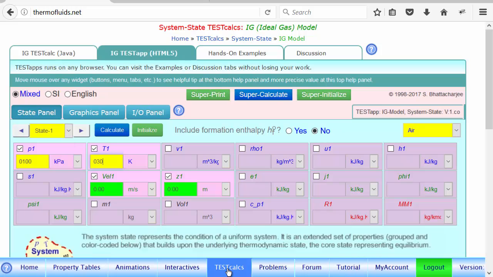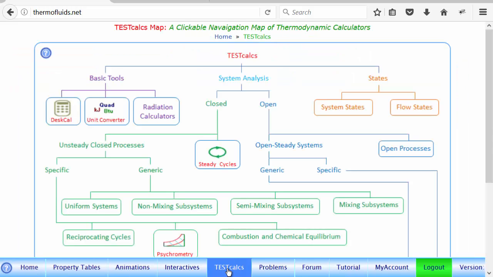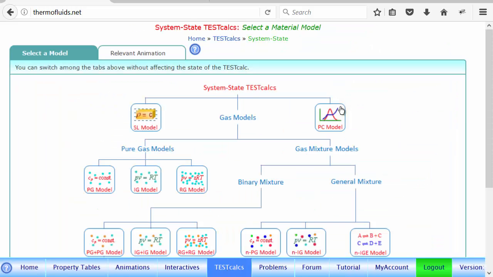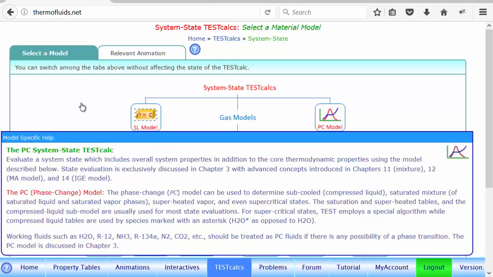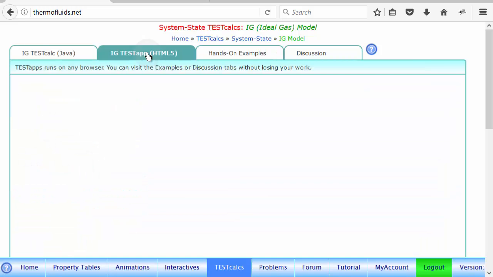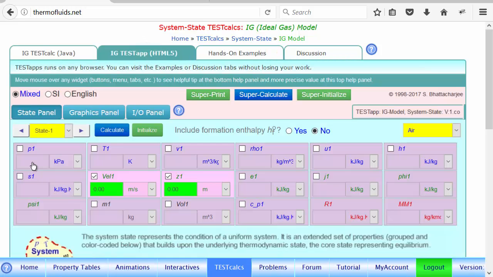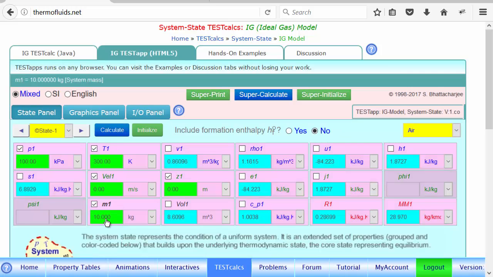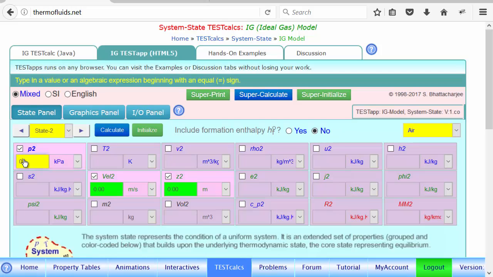Well, this is the previous problem I was solving. Okay, let's go to the system state test calc. I'm already logged in and launch the IG model first. HTML5 page, and we are in. Air is the default fluid already, as you can see, 100 kPa, 300 Kelvin is our initial state, and I think it was given that we have 10 kg of air. So state 1 is very straightforward. And the final state also, all the data is given to us.